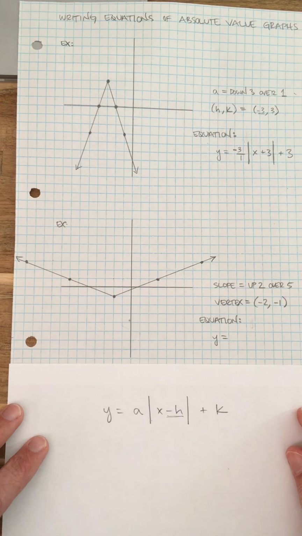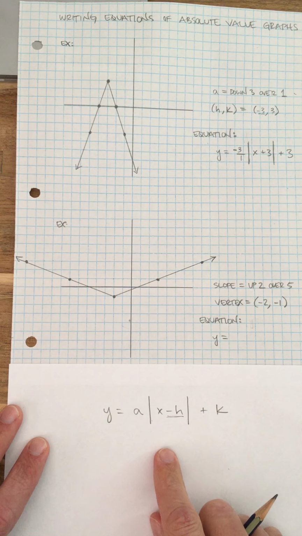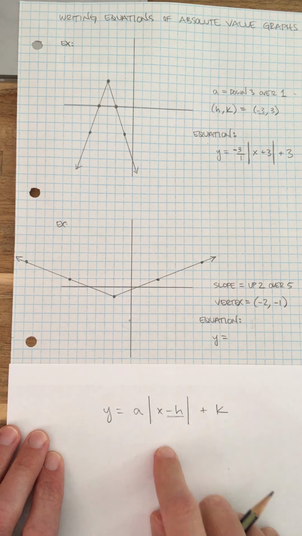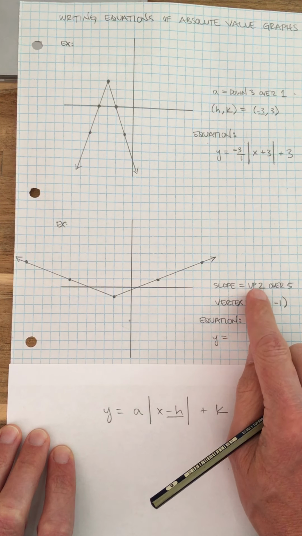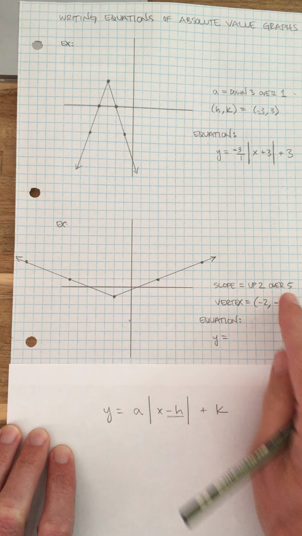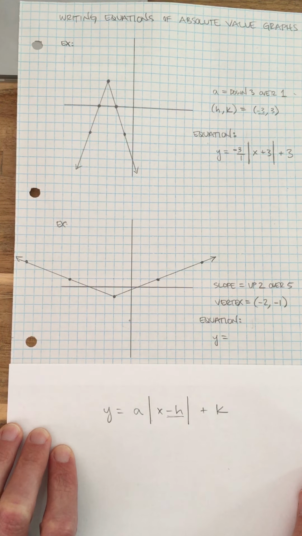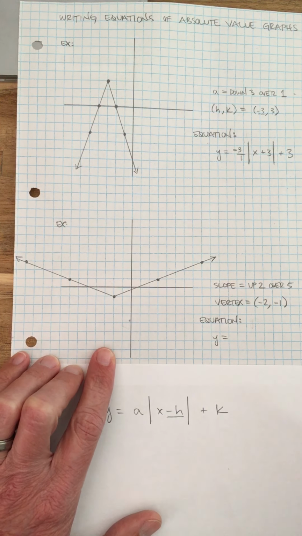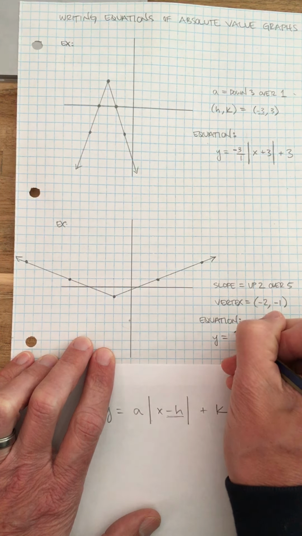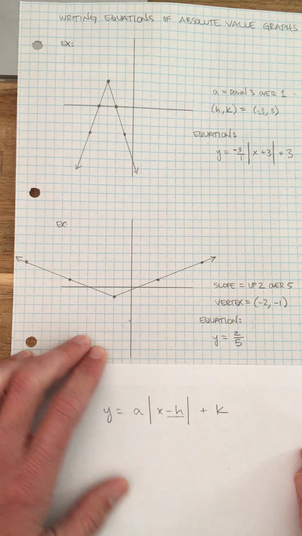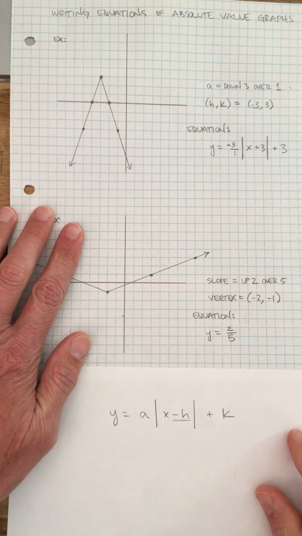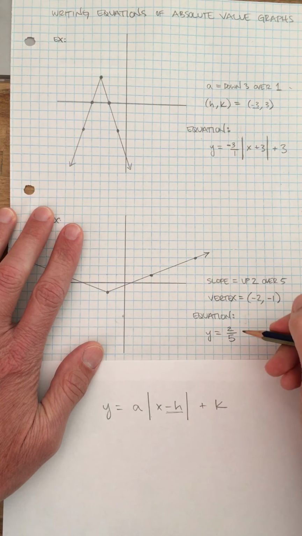All right, and here we go. Remember, it needs to be in this form right here. It needs to be in this form, so our a, that's our slope. Well, if you look, it says up 2 over 5. So what are you going to put for the a? Up 2 over 5? That's right. It's going to be y equals up 2 over 5. Okay, so 2/5. And then we'll go ahead and put our absolute value signs.